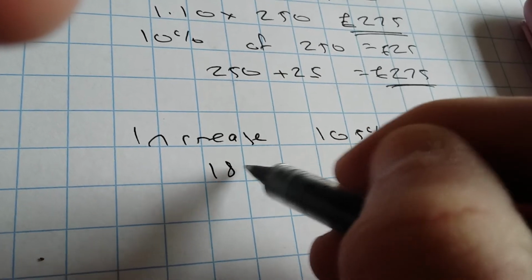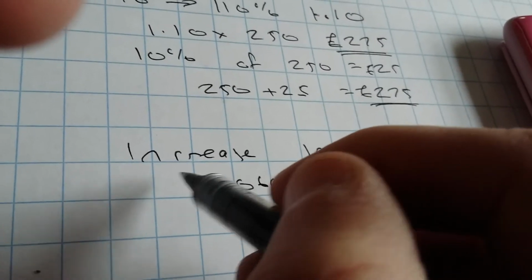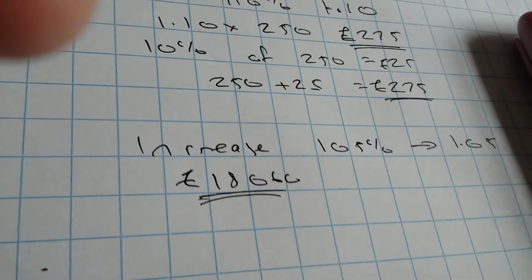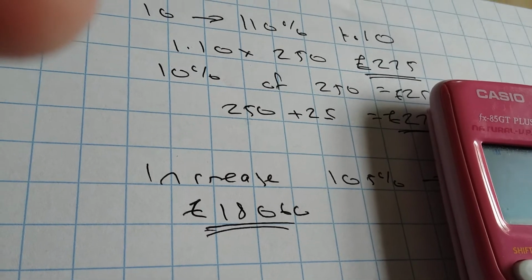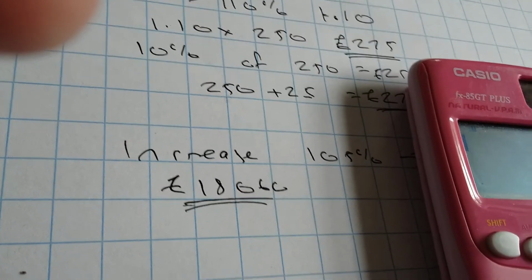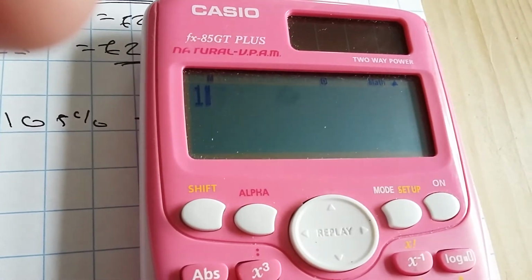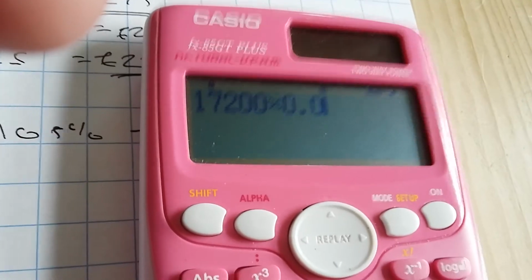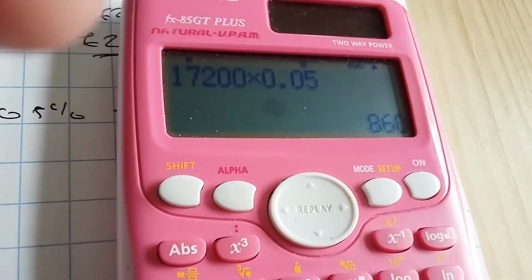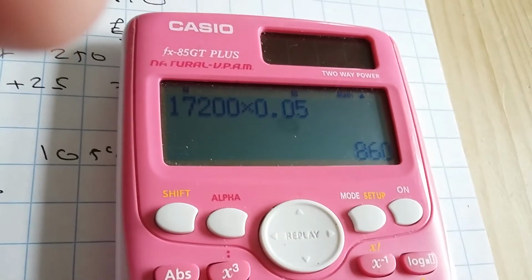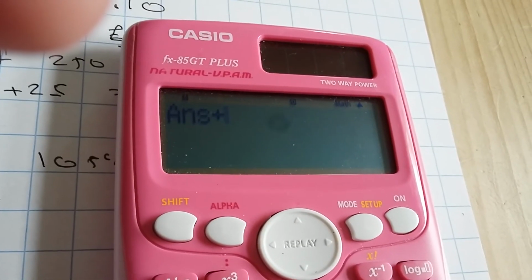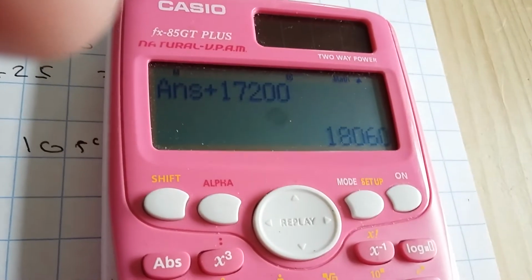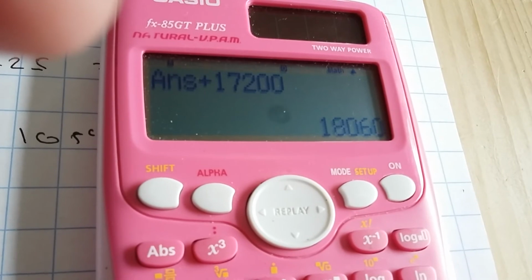18,060. Remember the units, got to put those pounds in there. Again, you could have worked out 5% of 17,200. So 17,200 times by 0.05, because that's 5%, gives me 860. And strangely, when I do 860 add the original 17,200, I get the same answer, 18,060.